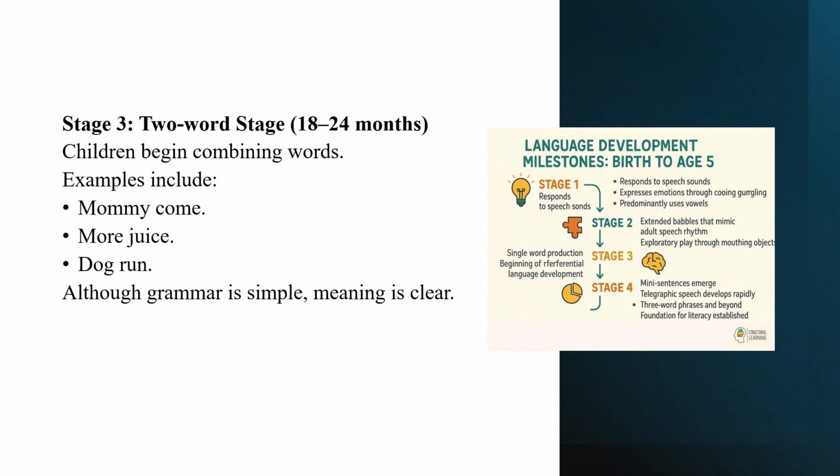The third stage is the two-word stage. That happens when the baby is around 18 to 24 months old. Children begin combining words, such as mommy come, more juice, or dog run. At this stage, although the grammar is simple, the meaning is clear.